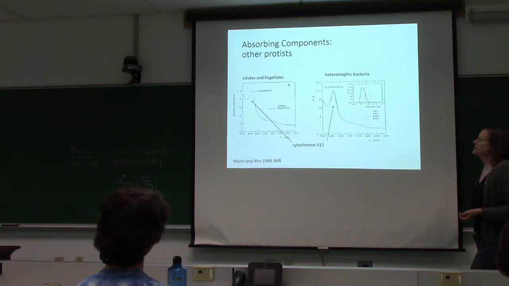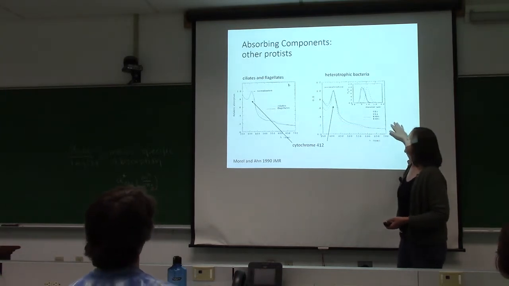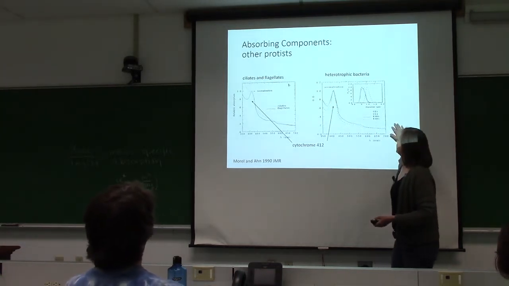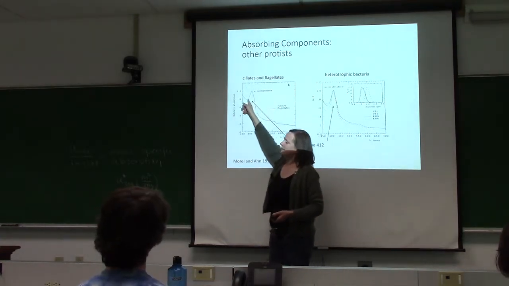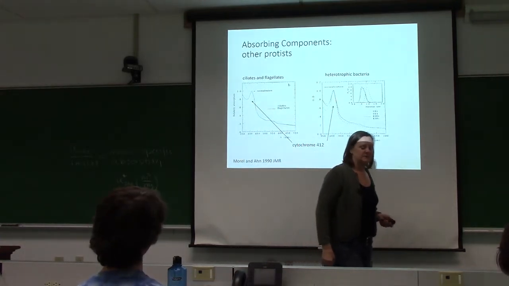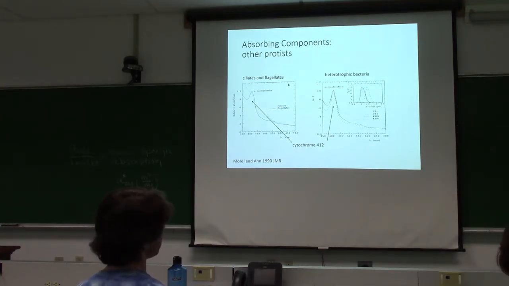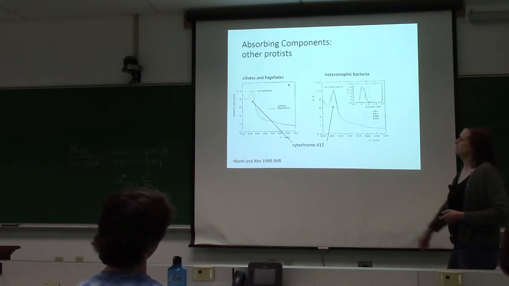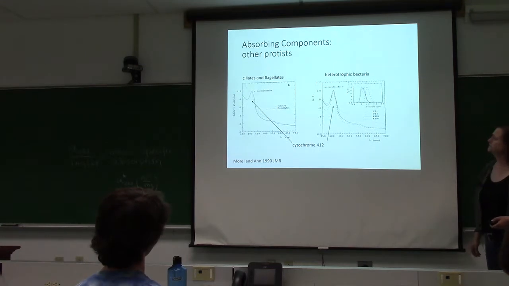Phytoplankton aren't the only cells. We have protists. They tend to have this sort of exponential absorption. And sometimes you can see a big peak around 412. That's cytochrome 412. That's responsible for respiration. So if you have a nice big cytochrome peak, it means that your bacteria are healthy, as are your ciliates and flagellates. They're part of the community.